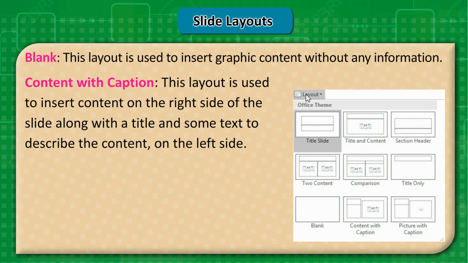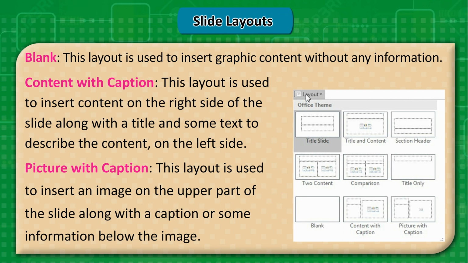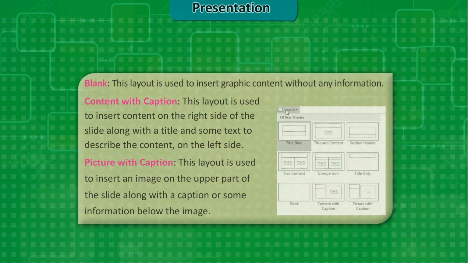Content with caption. This layout is used to insert content on the right side of the slide along with a title and some text to describe the content on the left side. Picture with caption. This layout is used to insert an image on the upper part of the slide along with a caption or some information below the image.